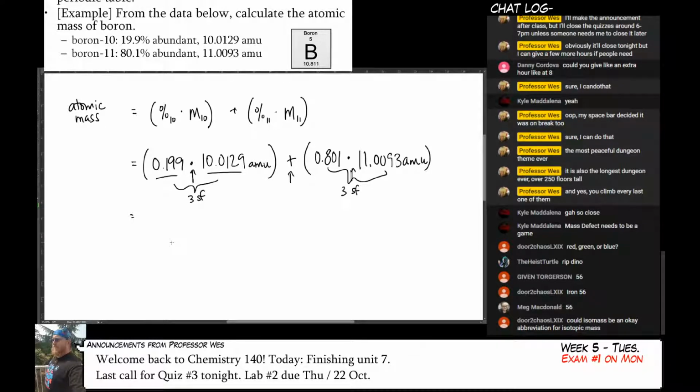All right, I'm punching this in the calculator. 0.199 times 10.0129, and I get this: 1.99 AMU. And then I'll do the same thing to the other one: 0.801 times 11.0093, and I get 8.82.